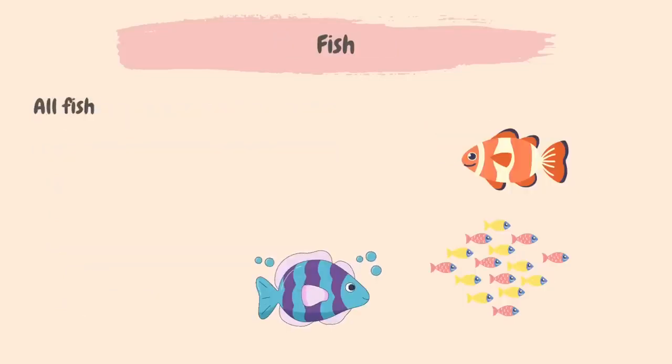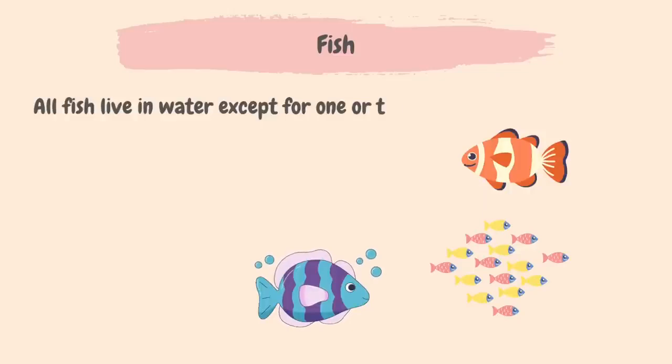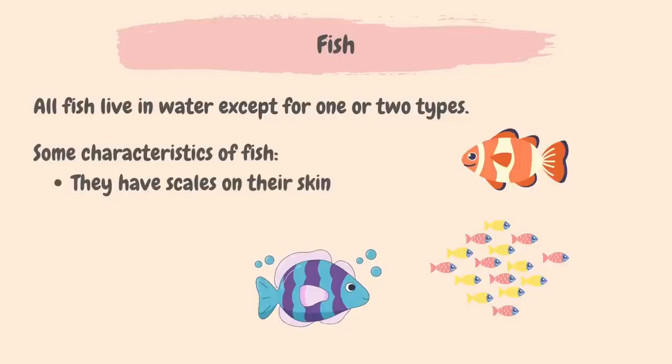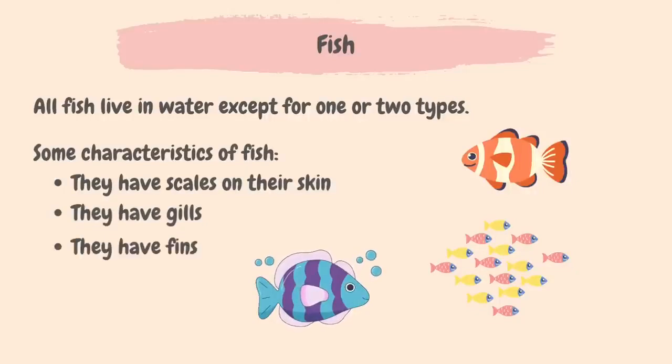The last group of vertebrates is fish. All fish live in water except for 1 or 2 types. Fish have scales on their skin. They also have gills and fins. So those were the 5 major groups of vertebrates, or animals with a backbone.